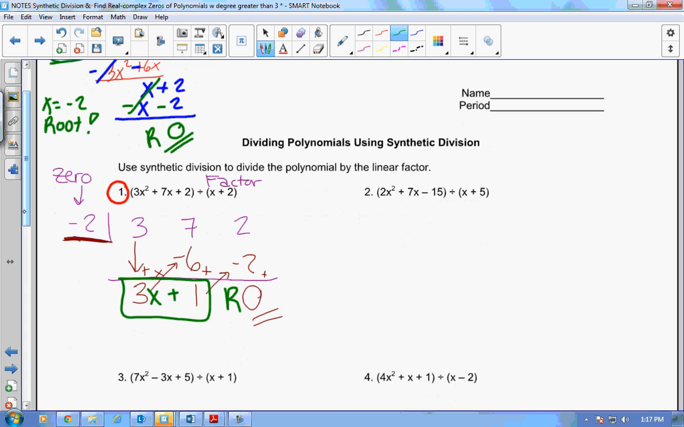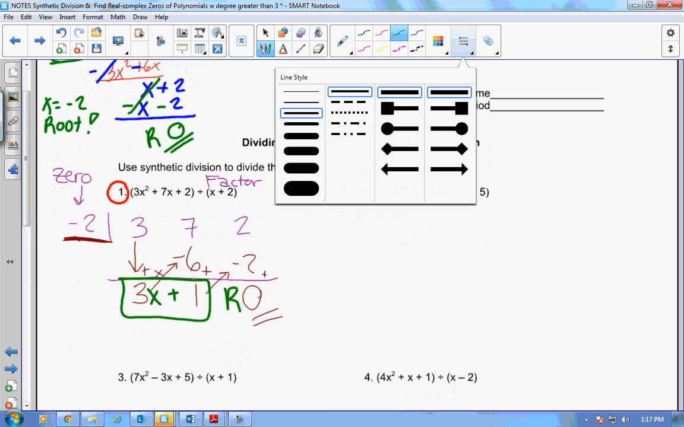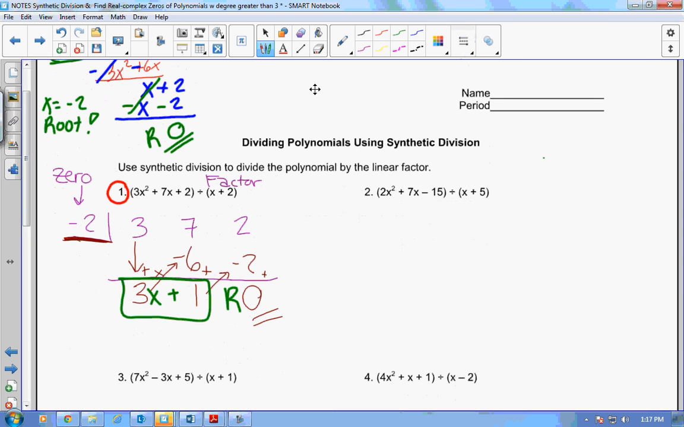Okay, let's try number 2. The more you see it, the more comfortable you'll get with it. But remember, this is a factor. That is a factor, x plus 5. Okay, factor is x plus 5.